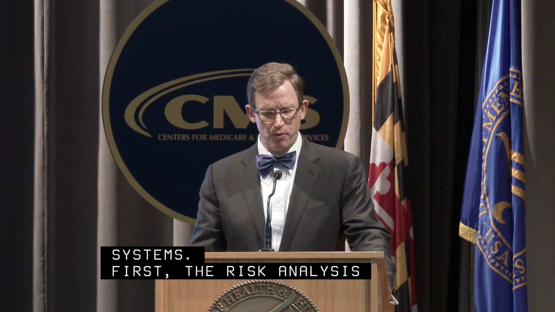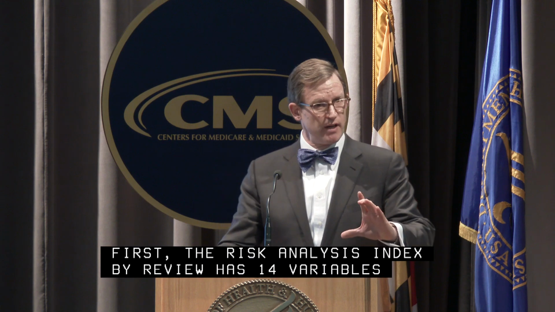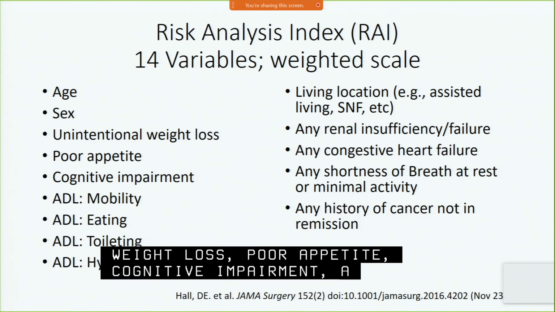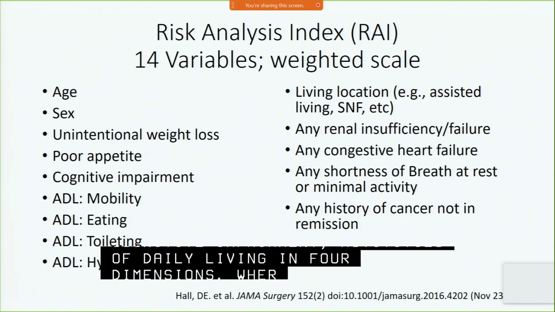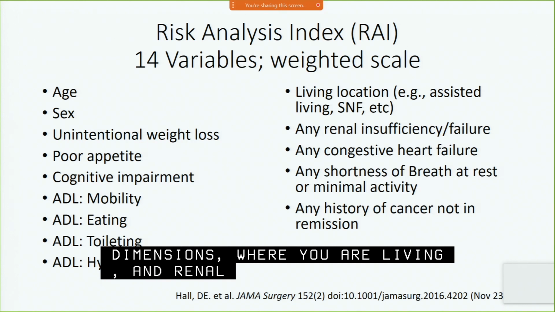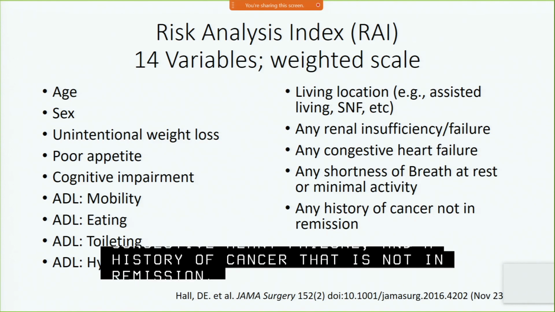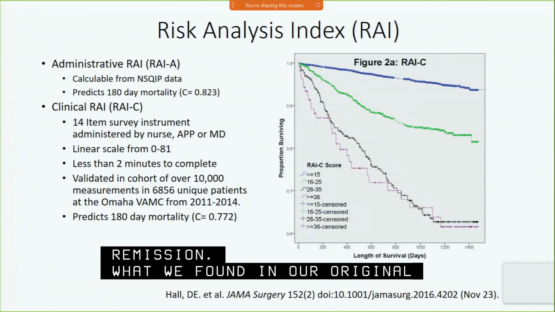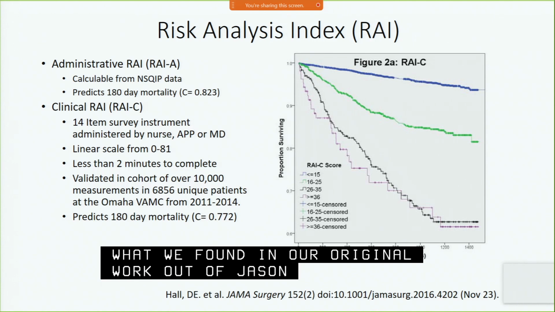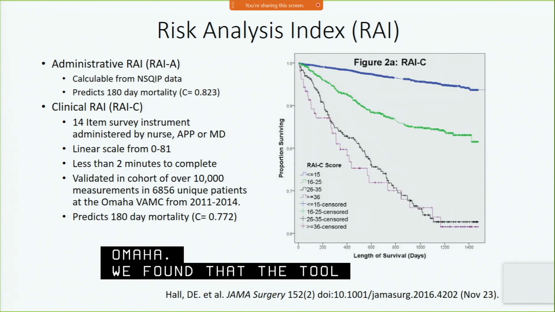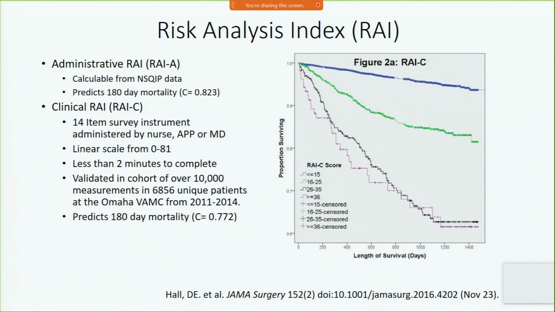So first off, the risk analysis index by review has 14 variables, including age, sex, unintended weight loss, poor appetite, cognitive impairment, activities of daily living in 4 dimensions, where you're living, and then some comorbidities with regard to renal insufficiency, congestive heart failure, dyspnea, and a history of cancer that is not in remission. And what we found in our original work out of Jason's cohort at Omaha is that the tool had a remarkable degree of discrimination with a C statistic between 0.7 and 0.8, and effectively risk stratified patients.